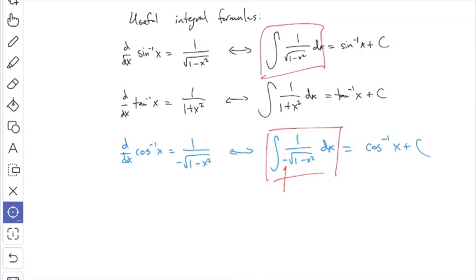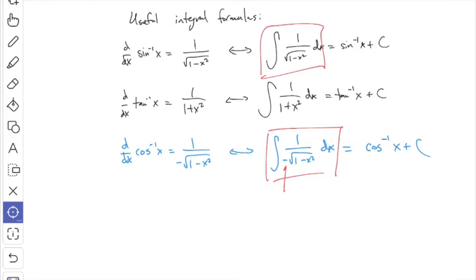The fact that these two are almost the same suggests that there's some kind of hidden relationship between the inverse sine and the inverse cosine. Like those functions themselves are related, and they are related. They have kind of the same derivative, which means they differ by a constant. But I don't care about that. We're not going to go there.